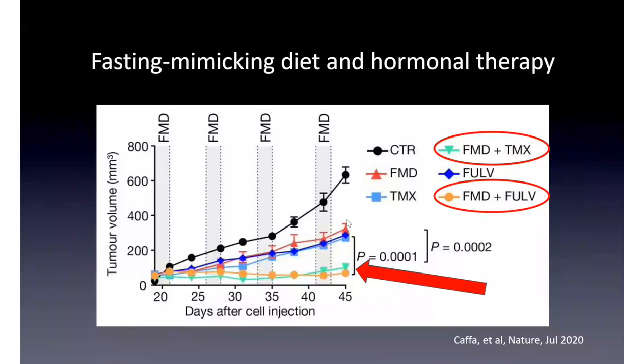And this was done with breast cancer, hormone receptor positive breast cancer, and different types of hormonal therapy. And you can see the combination of the fasting mimicking diet with the tamoxifen or with the fulvestrant gave far superior reduction in tumor growth compared to either treatment by itself or the diet by itself as well.